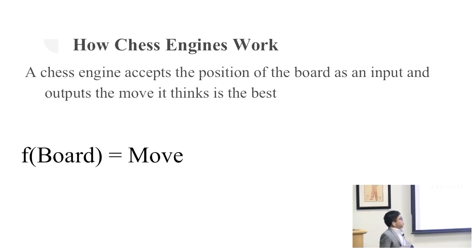So let's back up a bit. Essentially, at its core, a chess engine is a function that converts a position into a move. The way it does that is it looks at all the possible moves a player can play, and then it selects what it thinks is the best move and chooses that. But there's a problem, and let me show you what I mean.